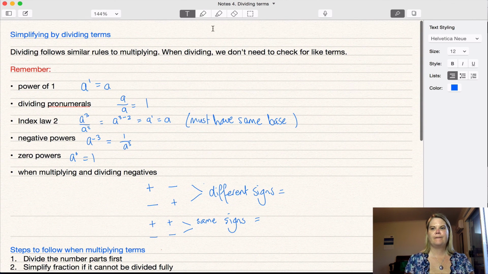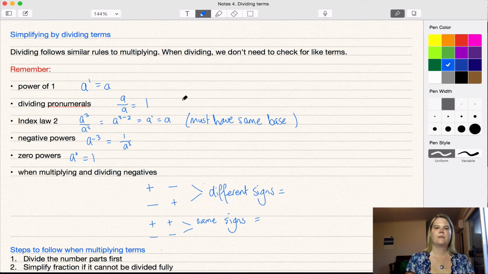Remember from the past that anything to the power 1 is just the original thing. We don't write the power 1 in there. When you're dividing pronumerals, if you've got one pronumeral divided by another pronumeral, it's just 1. So it's the same as 4 divided by 4. We know that equals 1 as well.